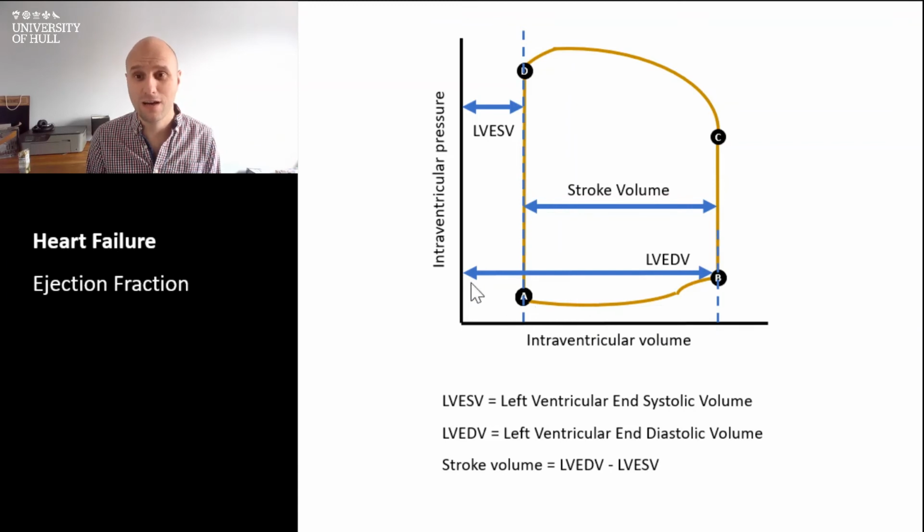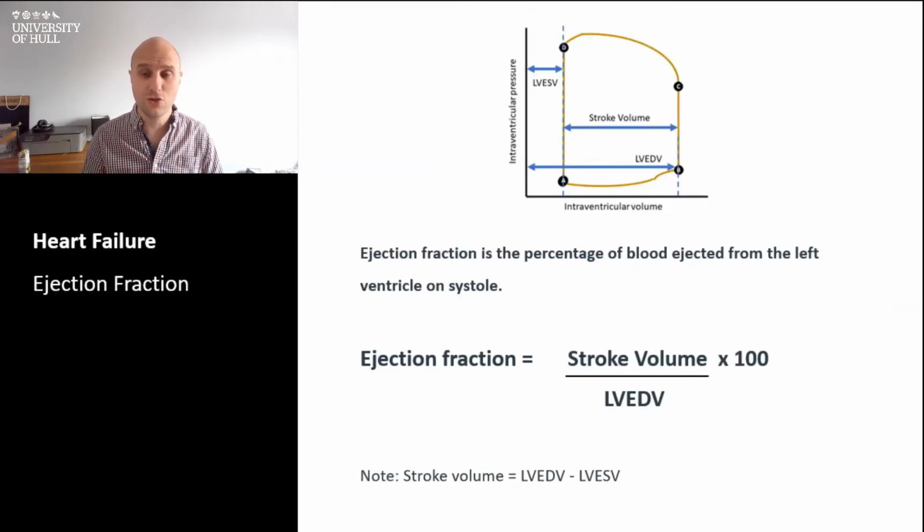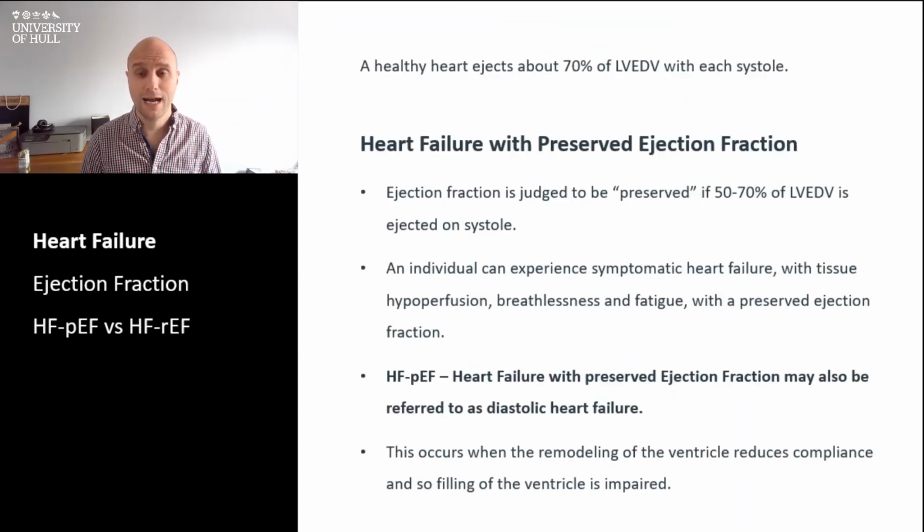And I'd just like to highlight the LVEDV, the left ventricular end diastolic volume, which is the point where the heart is at its fullest immediately before it contracts. And the left ventricular end systolic volume is the point where there's a little bit of blood left in after the heart has contracted, just a tiny bit of blood left in there. And of course the stroke volume is the difference between those two. Now the ejection fraction is a percentage given by the stroke volume divided by the left ventricular end diastolic volume times 100. And a healthy ejection fraction would be about 70%.